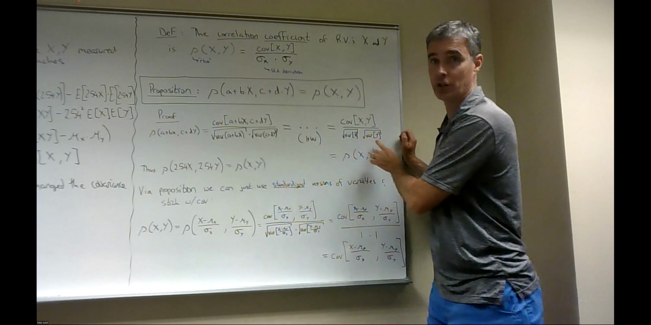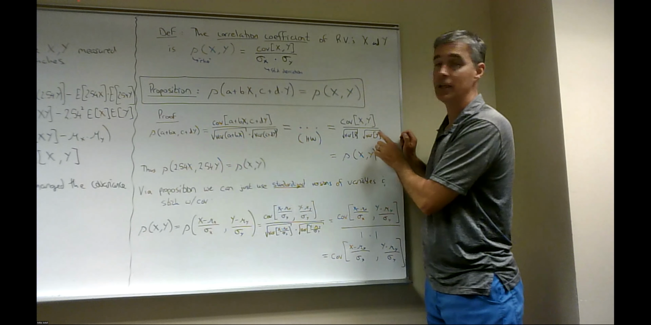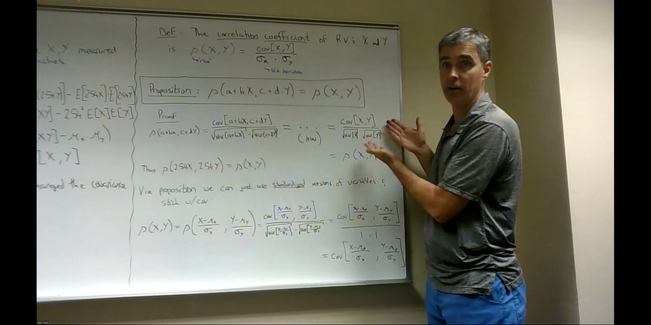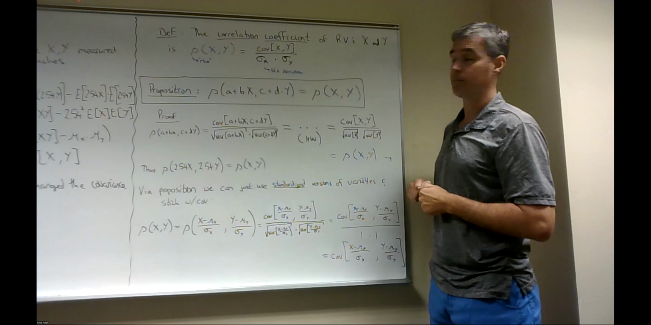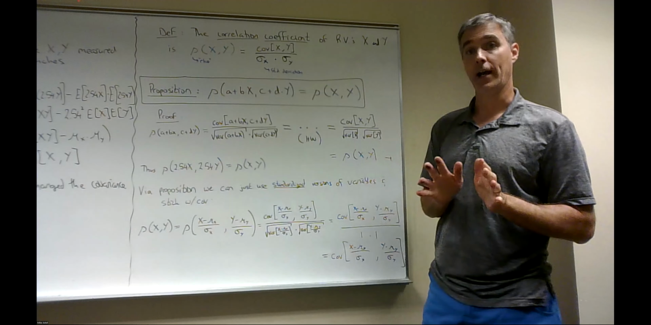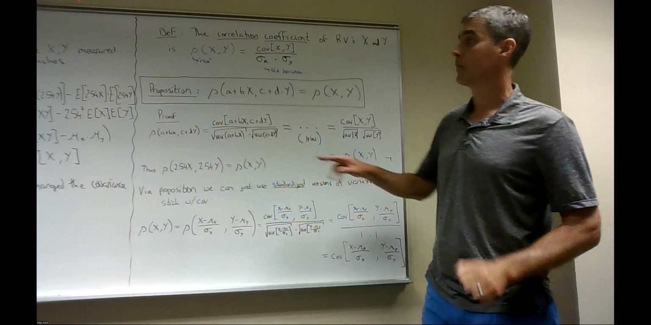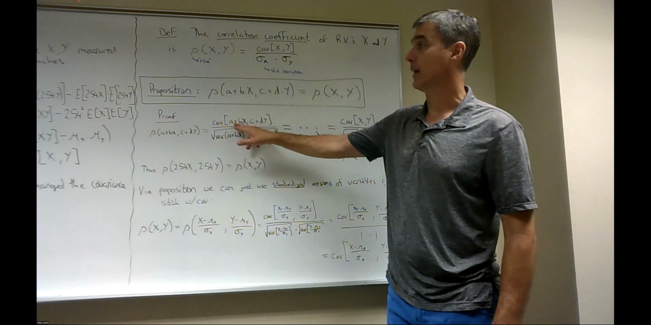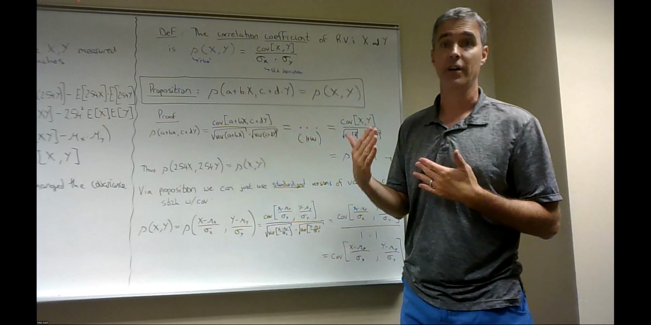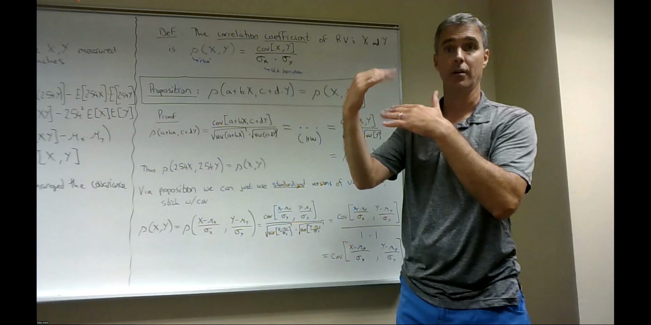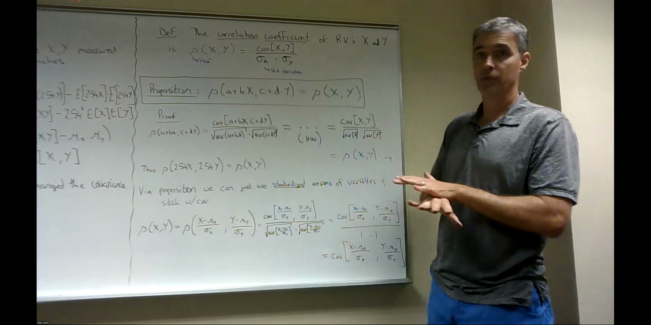And poof, eventually the A's, the B's, the C's, and the D's have all disappeared, and we've got the correlation coefficient of just x and y. This should not come as a surprise, right? Adding a constant to your variable doesn't change the variance, it just shifts the data up. So this shouldn't be a shocker.